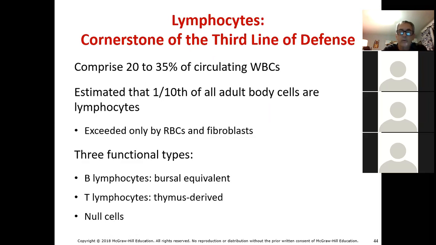Lymphocytes are the cornerstone of the third line of defense. So that is the B and T cells we've been talking about. This is the only part of your immune system that can develop memory and encounter antigens and remember them. About 20-35% of our white blood cells are lymphocytes. They are exceeded only by red blood cells and fibroblasts. So the main components are B and T cells. T cells are from the thymus. The B cells are developed in the bone marrow or the gut-associated lymphoid tissue.